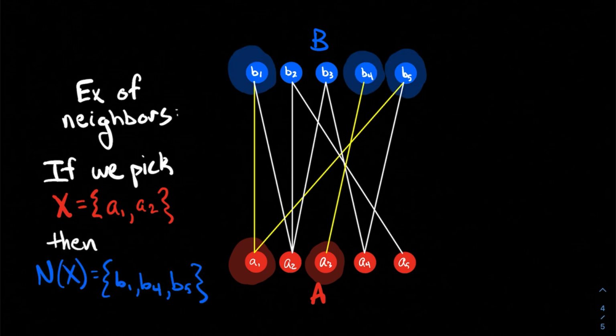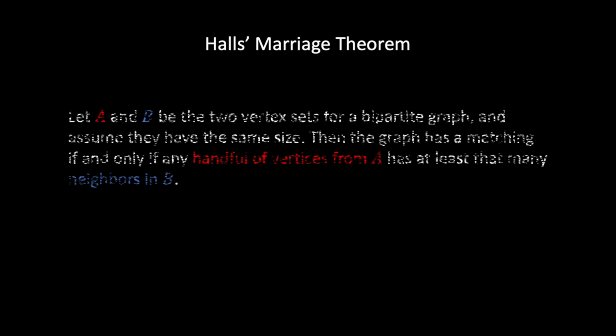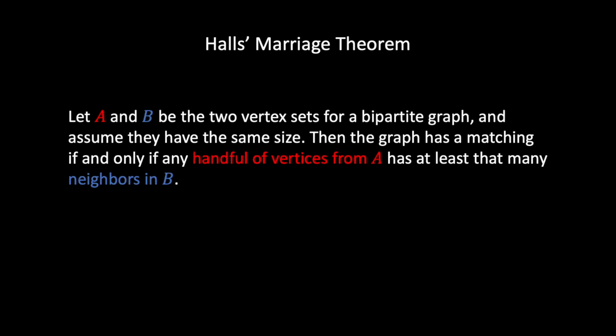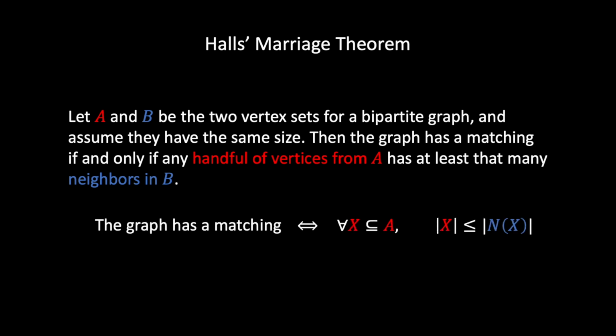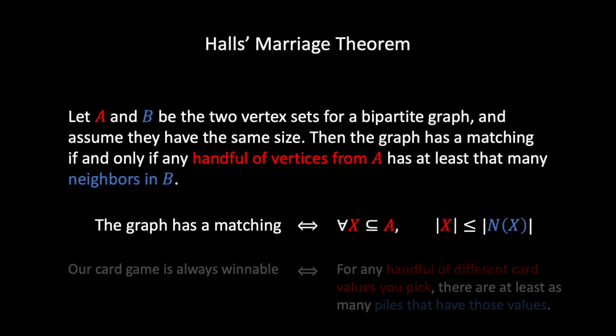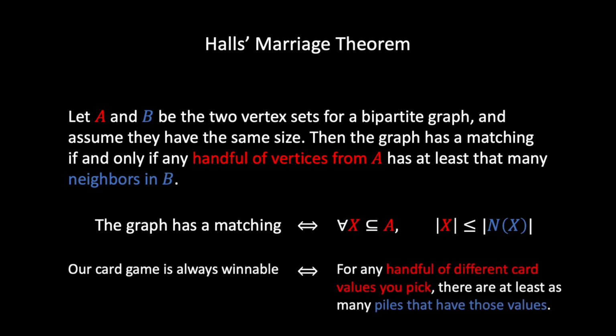Now what does this have to do with matchings? The answer is Hall's marriage theorem. Here's a version of it. Let A and B be 2 vertex sets for a bipartite graph and assume they have the same size. Then the graph has a matching if and only if any handful of vertices from A has at least that many neighbors in B. In symbols, we're saying a graph has a matching if and only if for all subsets X of A, the size of X is at most the size of the neighbors.